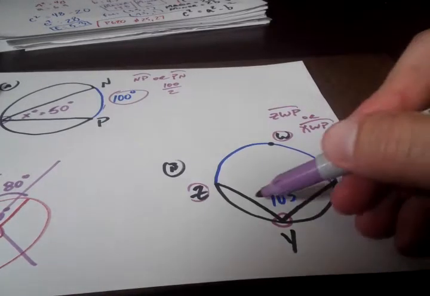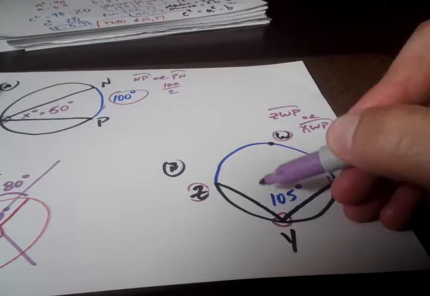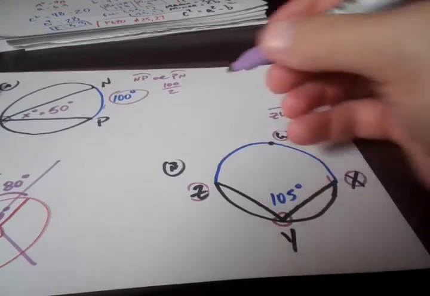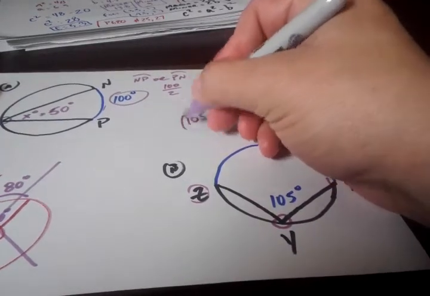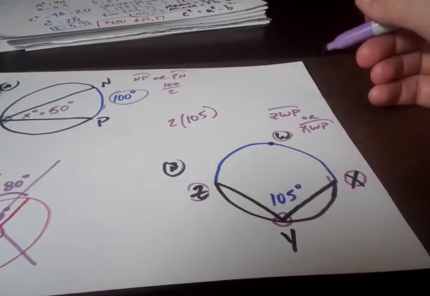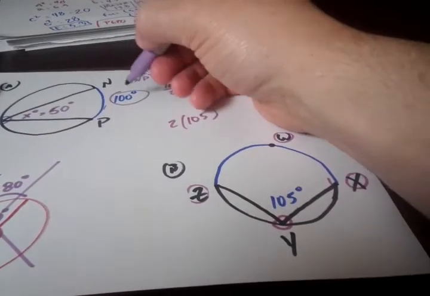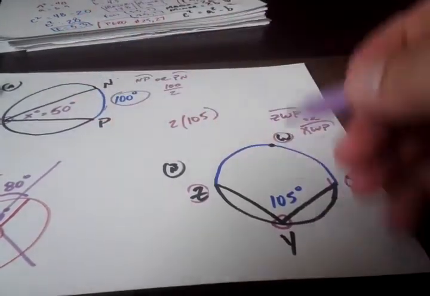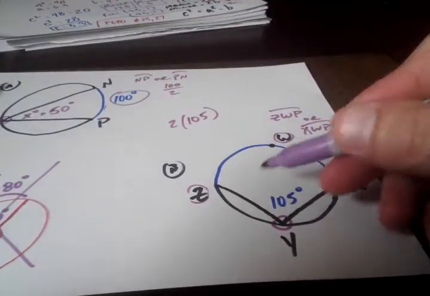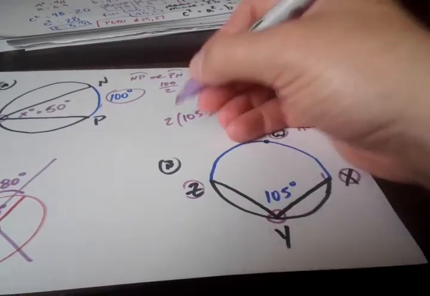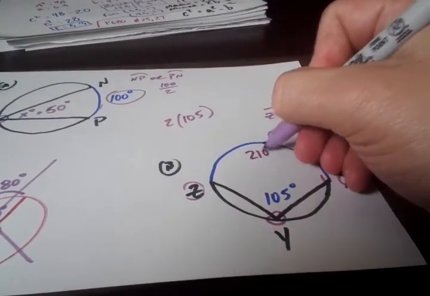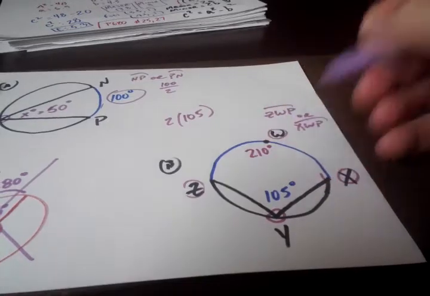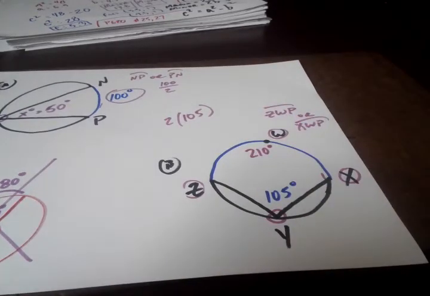Now, let's get to the problem. If the angle is 105, remember, the arc is double that. So we'll take 105 and we'll times it by 2. Remember, it's the opposite of this problem. This time they gave us the arc over here, so we said 100 divided by 2. We want to find the arc, we times it by 2. 105 times 2 should be 210 degrees. Right? ZWX is 210 degrees. Okay. If you have any questions, let me know.